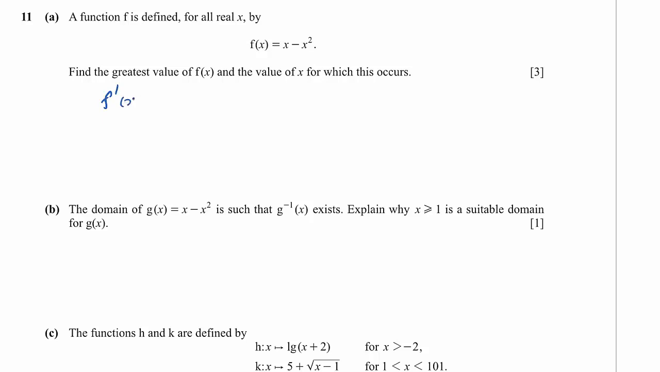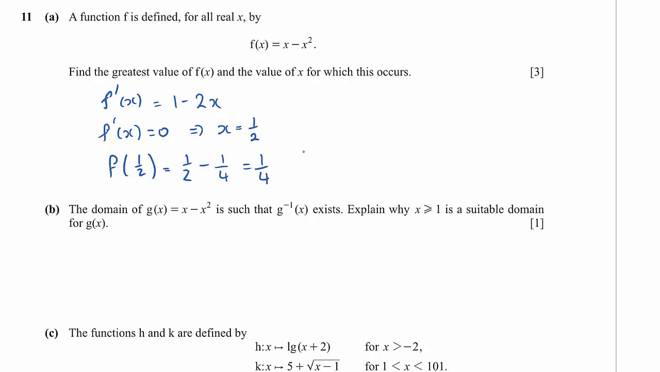Let's just do that. So f dashed x is going to be 1 minus 2x. So if we want f dashed x is equal to 0, that means that x is equal to a half. And f of a half would be equal to a half take away a half squared, giving us a quarter. So the max value of f of x is 1/4 when x equals a half.